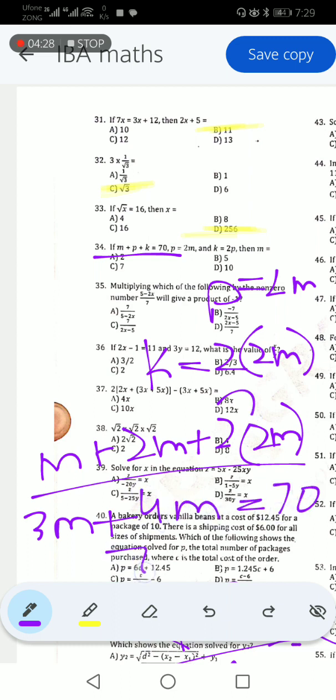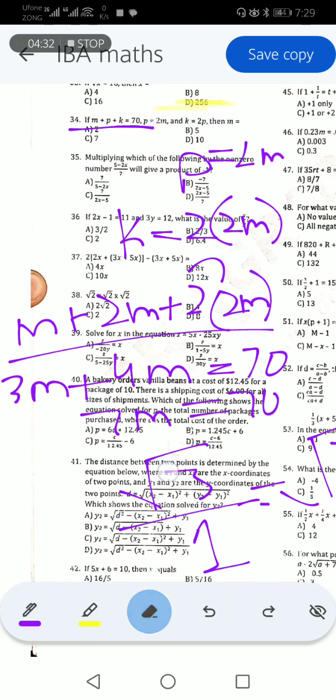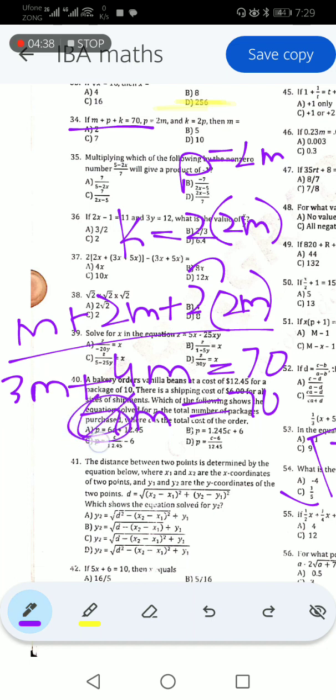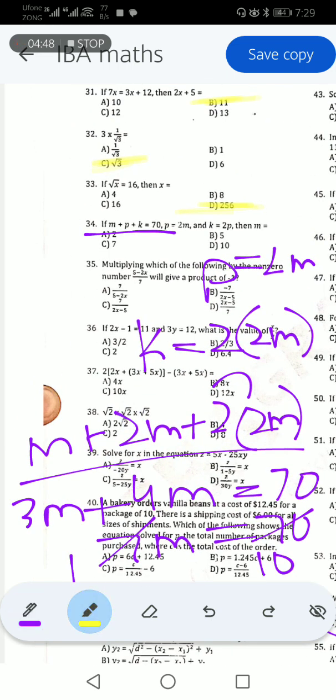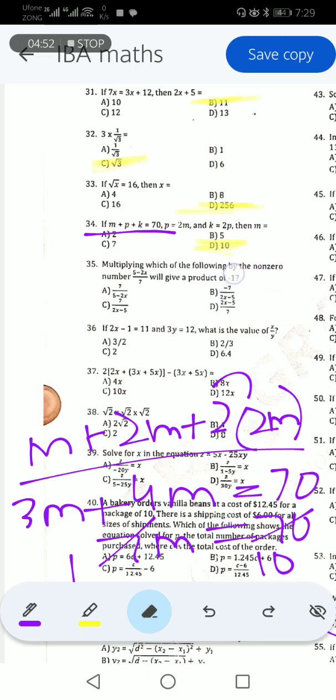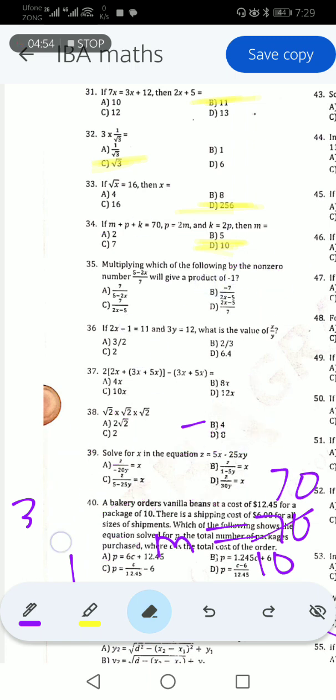So 7M is equal to 70. If you solve it, here 7 is being multiplied, after moving it will divide. So I'm simply solving it in the same equation. It will be 10. Our correct answer is 10, so here D is the correct answer. Let's move on to another question.